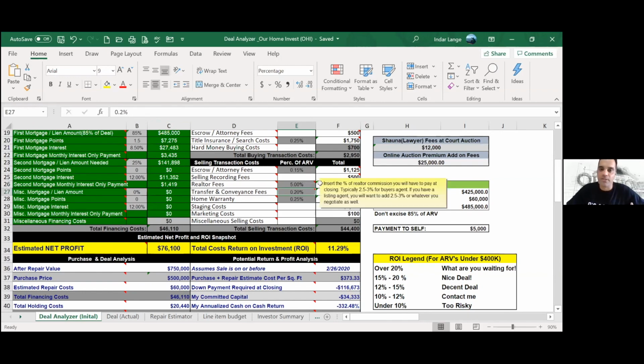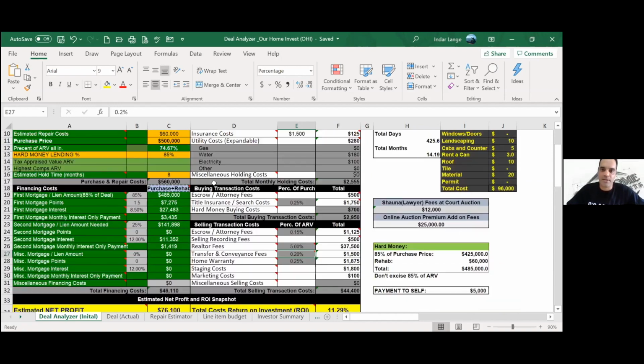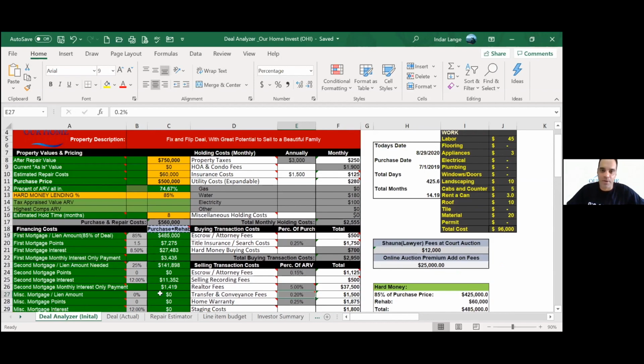So I am always constantly watching three big numbers: realtor's fees, financing costs, and rehab are your biggest things on a deal. So this is my deal analyzer. It's a one-page thing where I can just kind of look through this. I'm not switching back and forth.